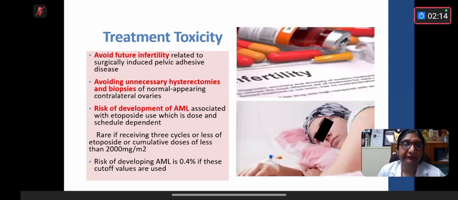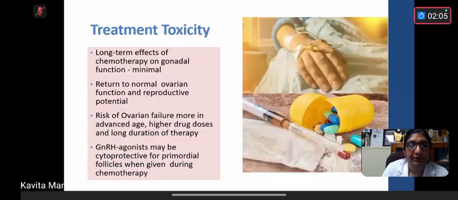Now, risk of development of AML has also been seen if you're using etoposide, but it is rare if only 3 cycles are given or less than 2000 milligram per meter square. So this is one of the drugs which is frequently used for ovarian malignant germ cell tumors.